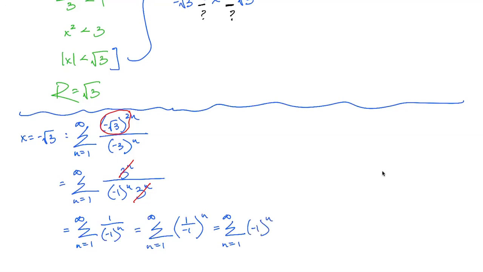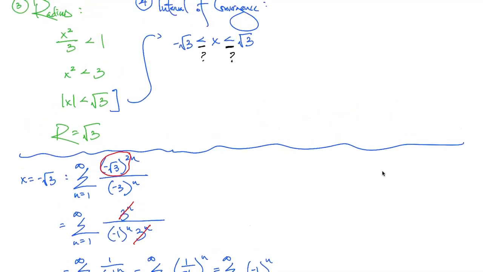Now, -1 to the n, if I just write out the first few terms, I get -1, +1, -1, +1. Those are the only values that come out of there. It doesn't matter what values of n I plug in, there's only 2 possible outputs. So I know that this one diverges, okay? Which means I do not want the equal sign underneath this one.